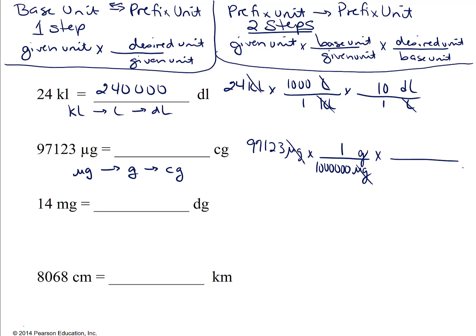And then when you go to the second step, the unit that you have now is going to go on the bottom. So whatever base unit you put on top in the first step is now going to go on the bottom in the second step, so it'll cancel. So that will put centigrams on top as your answer. Whenever you see centi, 100 goes in front of it.